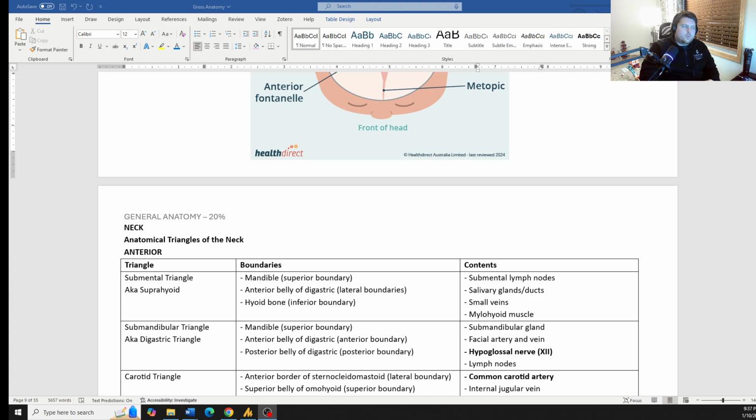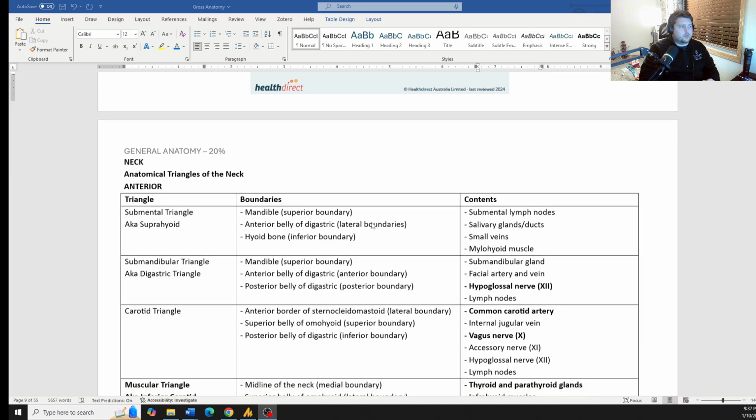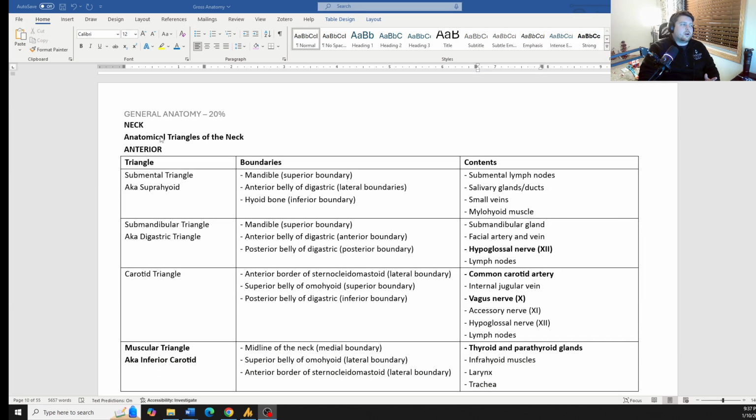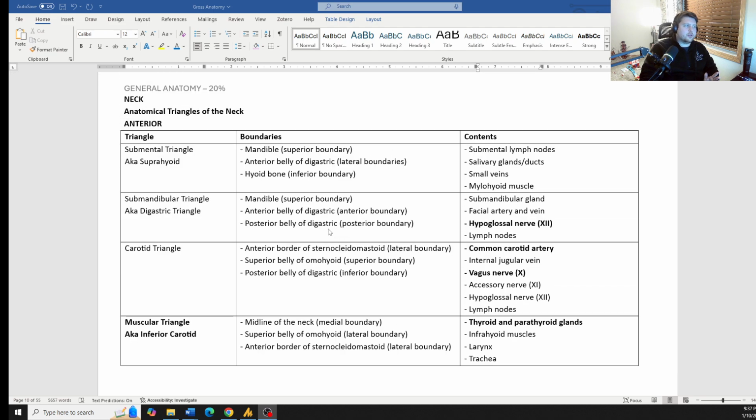With the neck, we're going to start getting into these structures called the anatomical triangles. Now, this is where our raw memorization can start to happen. Or, depending on how you want to approach it, again, we do a little bit of math. We're getting 6 questions from all of this material.